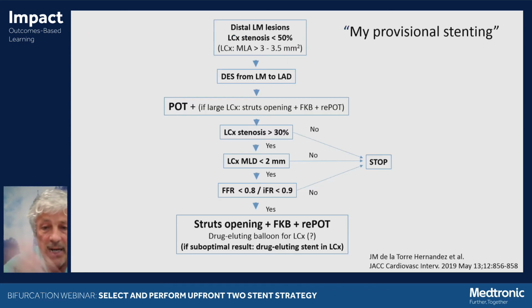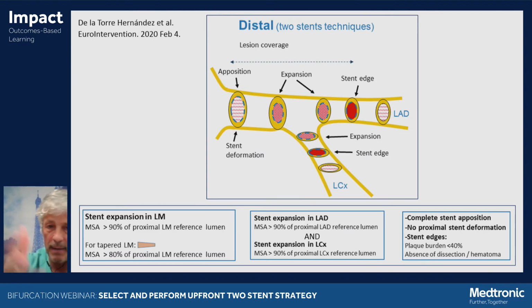I published in JACC Interventions some suggestions for the provisional stenting and how to proceed with compromised circumflex. This was a proposal of a study that was published in the journal. This is our criteria for optimization. We presented it in EuroIntervention this year.